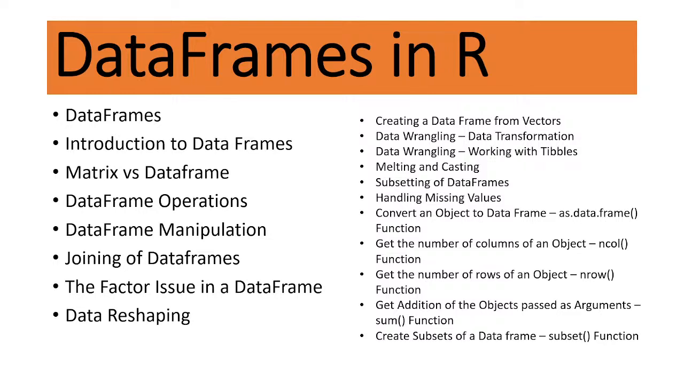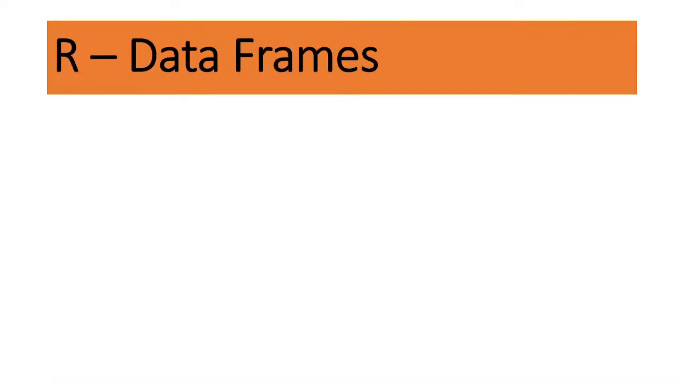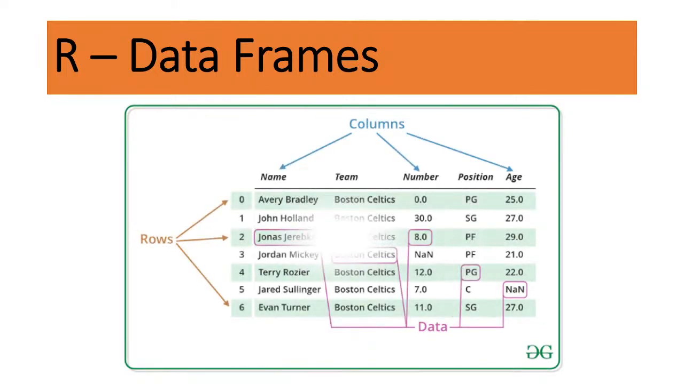So first of all, data frame. What is the data frame? Basically you can see it is data. In the data frame there are columns: the name column, team column, number column, position column, and age column. As well as we can also get some rows. You can see the rows 0, 1, 2, 3, 4, 5, 6. So it's called the data frame.